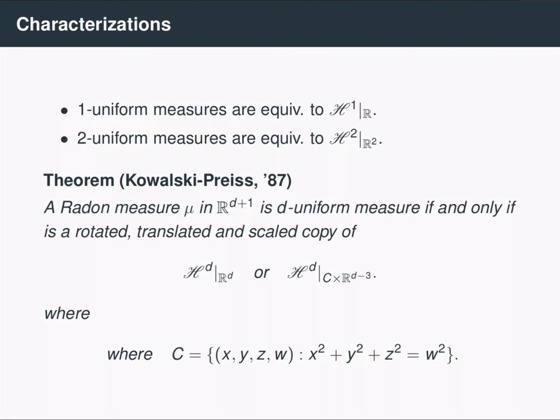Furthermore, Kowalski and Preiss have shown that any codimension 1 uniform measure is equivalent to Hausdorff measure restricted to a plane crossed with the three-dimensional cone that we defined on the previous slide. And these results were the state of affairs for nearly 30 years, and no one had any other non-trivial examples of uniform measures beyond these cones.